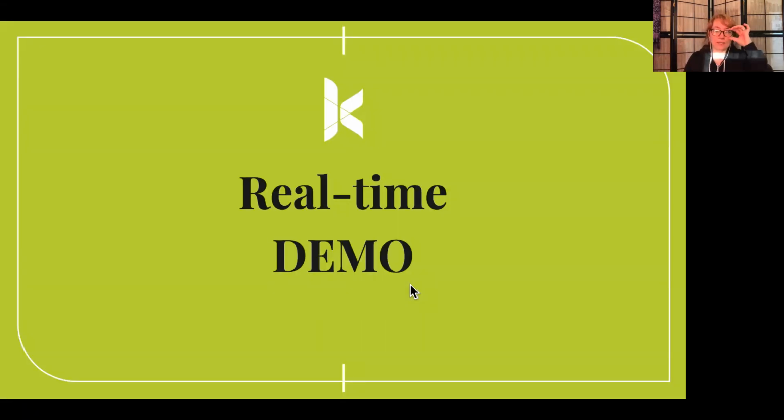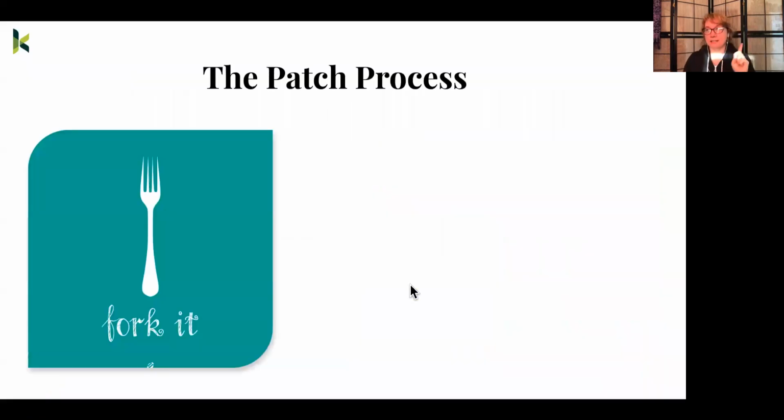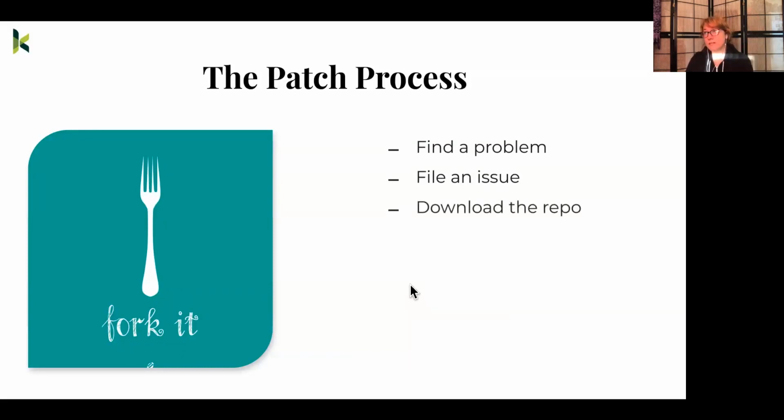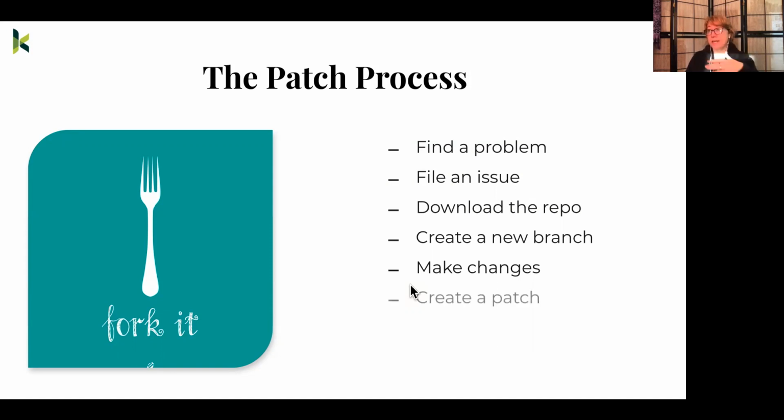So we're going to do a demo. Again, I'm going to just iterate the process. We're going to find a problem, which I've already found for the sake of ease. We're going to file an issue. We're going to download the repository onto our machine. We're going to create a new branch. We're going to make changes to the branch, compare the branches, create a patch with the diff between the two branches, and then upload that patch to Drupal.org. And then we're going to review it.